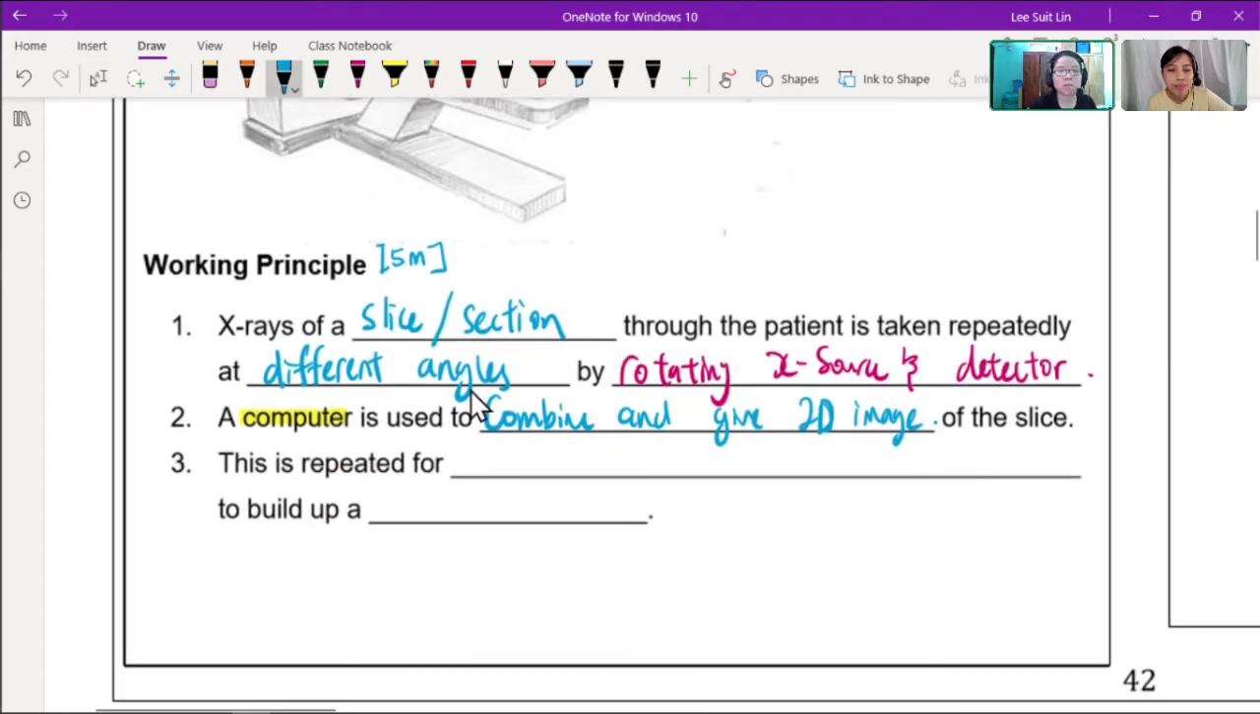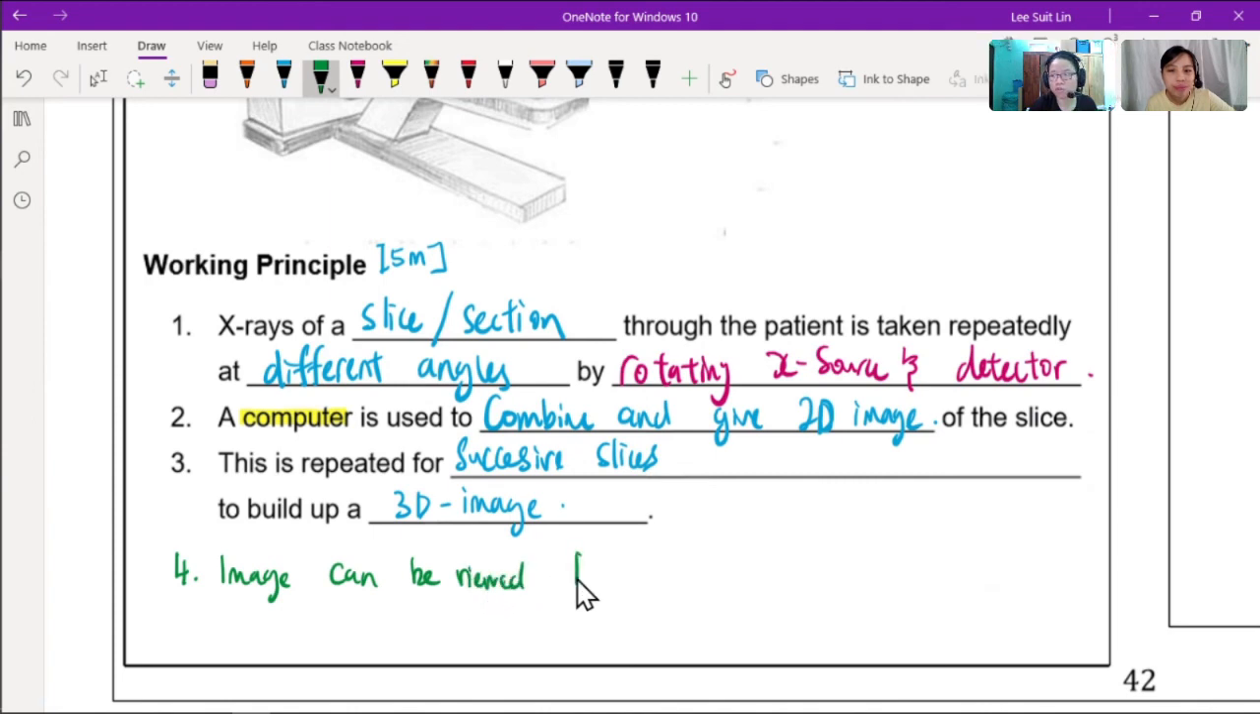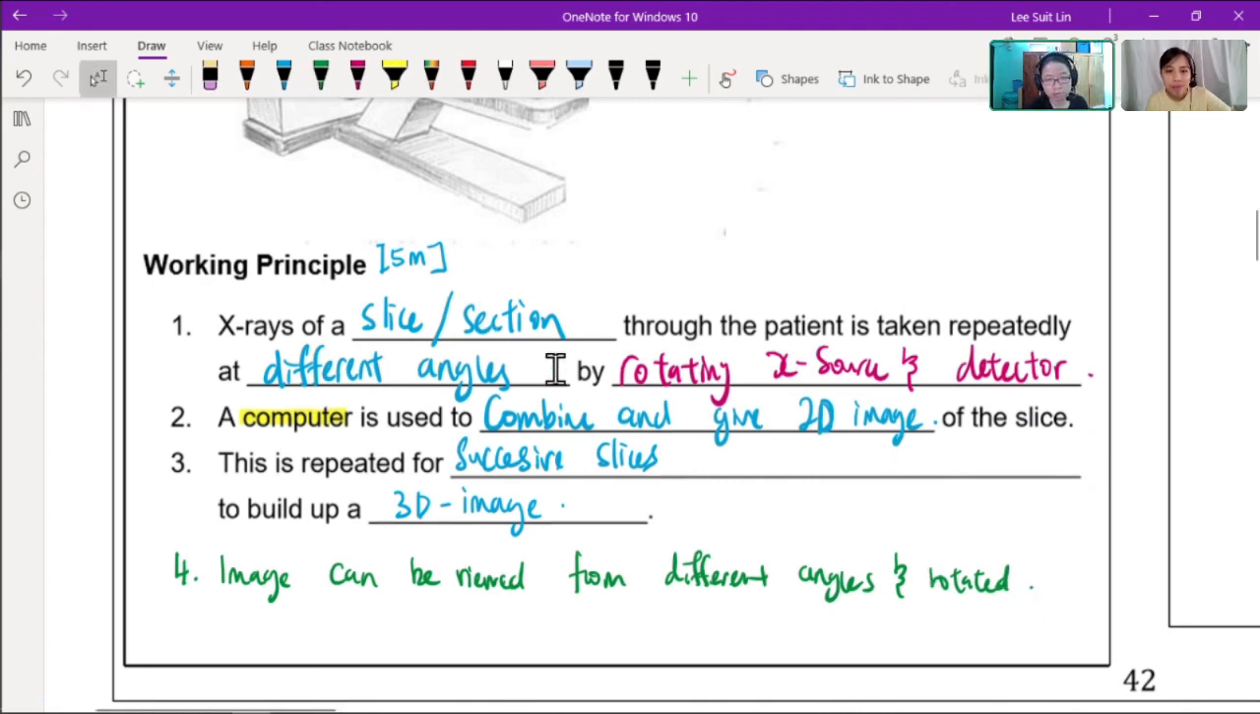Yep. So this is repeated for many, many different slices. So this is repeated for successive slices to build up a three-dimensional image, 3D image. And point number four, because we have this inside a computer, the 3D image that we have can be viewed from different angles and rotated. So it allows you the flexibility to actually look at the bone structure properly, or the body structure properly, without actually really slicing into the patient. We want this virtual slicing to create the image. We don't want a real slice. Okay? Cannot real slice. No, no, no.